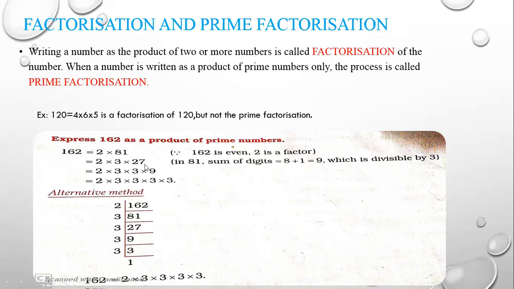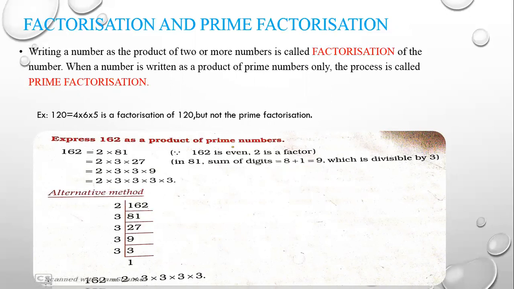So see the example here. The number is given as 162. We need to write it as a product of prime numbers. There are two methods given here. Let us see them one by one. The first one is, here find the factor. That means 2 into 81, right? Because 162 is an even number and 2 is a factor, that's why we have multiplied it with 2.